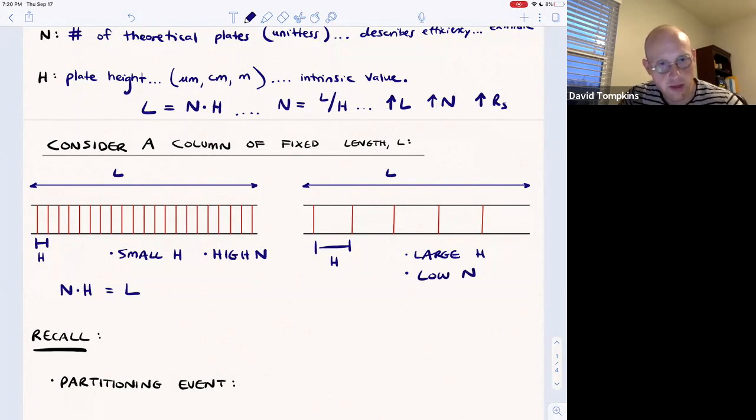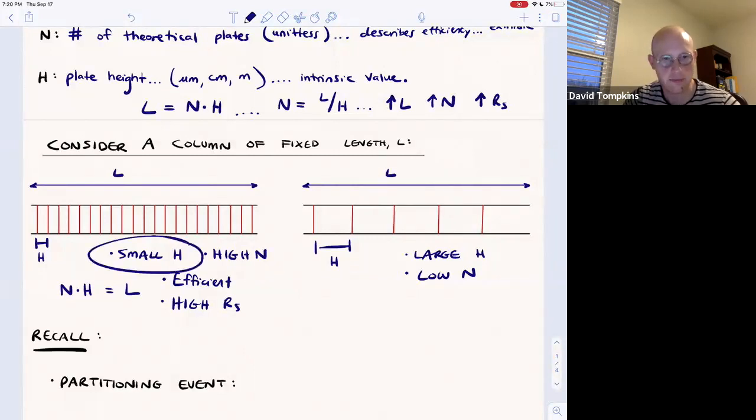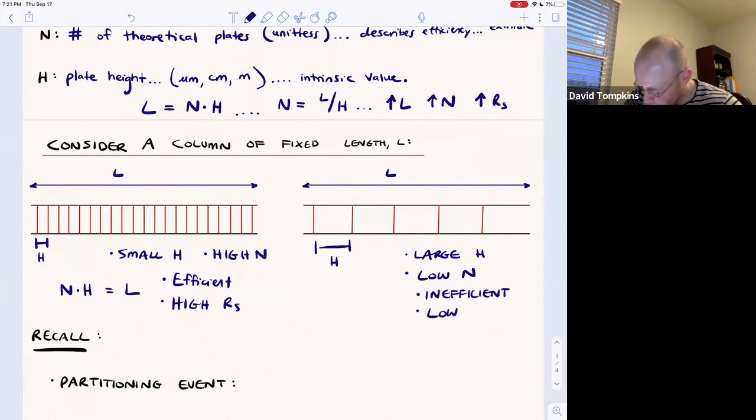What we're going to find soon is that this is the efficient separation, when we have a very small plate height and a high number of plates, or we get a high resolution by having a small plate height. So we always want to minimize that plate height. The other separation here is very inefficient, or leads to a low number of plates and a low resolution.